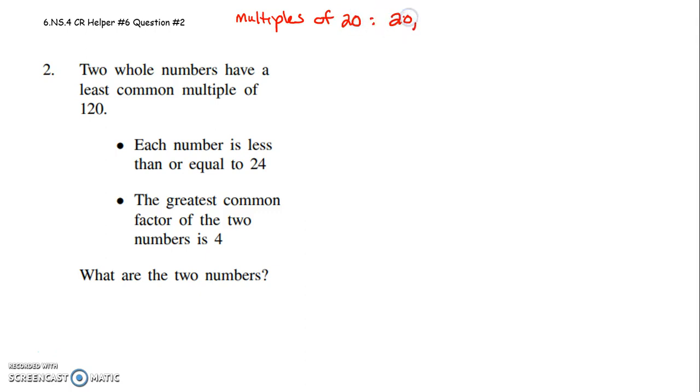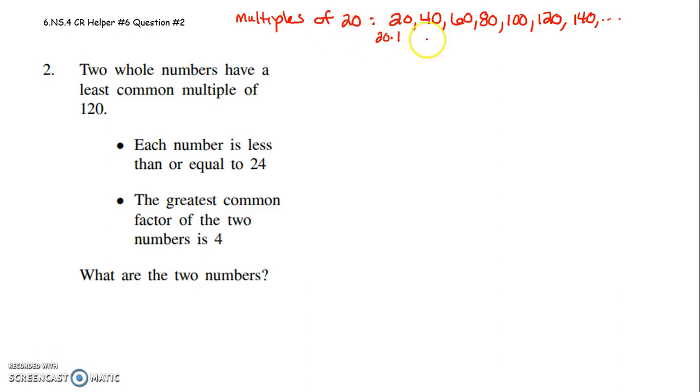It would be 20. 20 times 2 is 40. 20 times 3 is 60. 20 times 4 is 80. 20 times 5 is 100. 20 times 6 is 120. 20 times 7 is 140. So that's how we get the multiples of a number.